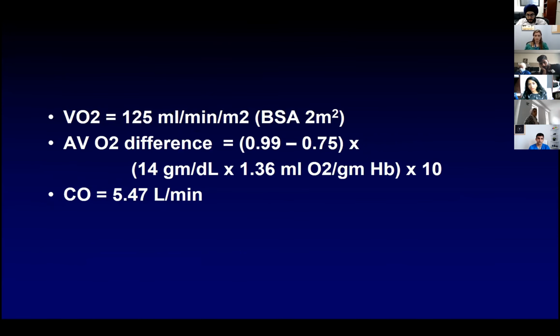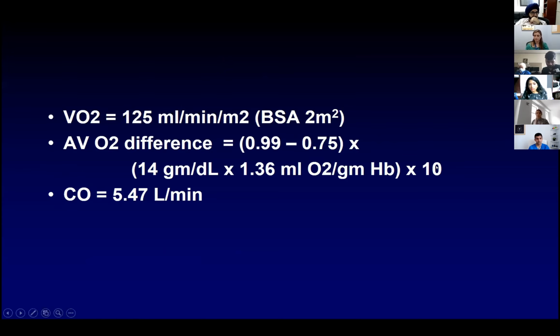Like I mentioned before, if you're using an assumed oxygen consumption of 125, that goes in the numerator. The AVO2 difference for somebody with an arterial sat of 99% and a mixed venous sat of 75% would be 0.99 minus 0.75, times, say their hemoglobin is 14, times the oxygen carrying capacity of blood, which is 1.36 mLs of oxygen per gram of hemoglobin, times 10 to convert deciliter to liter.